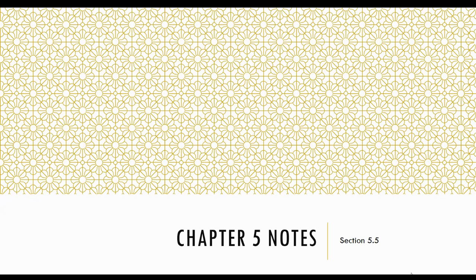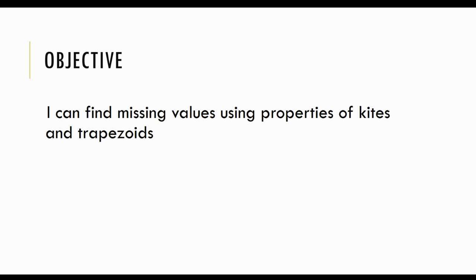Today we're going to continue looking at section 5.5. We're going to be finding missing values using properties of kites and trapezoids. So let's talk about what those shapes are.